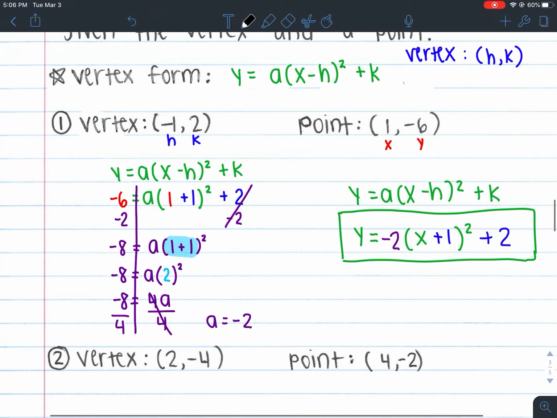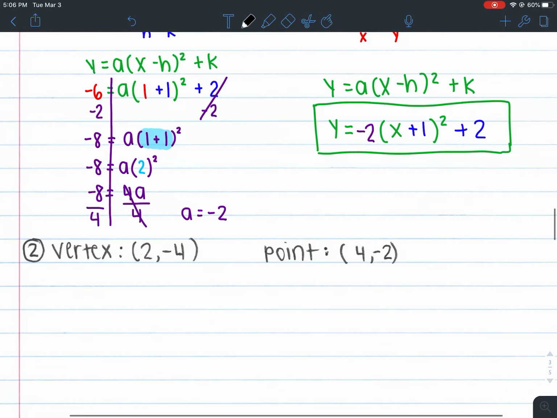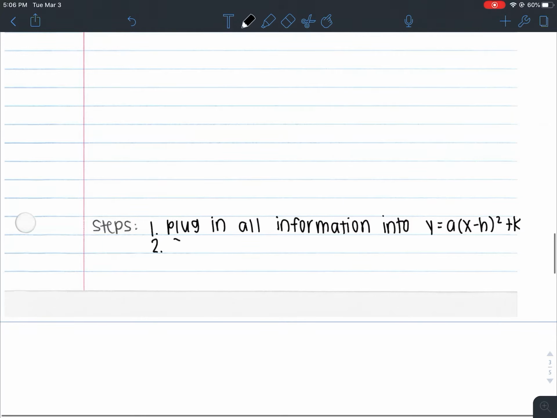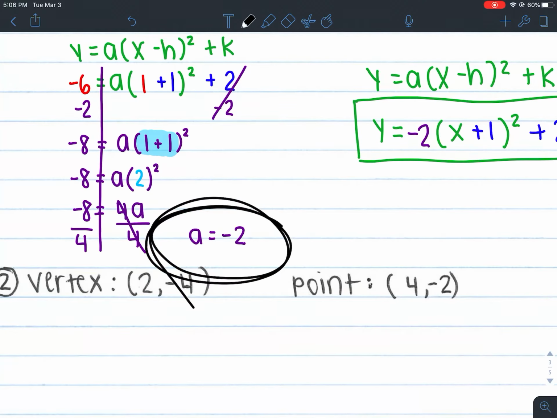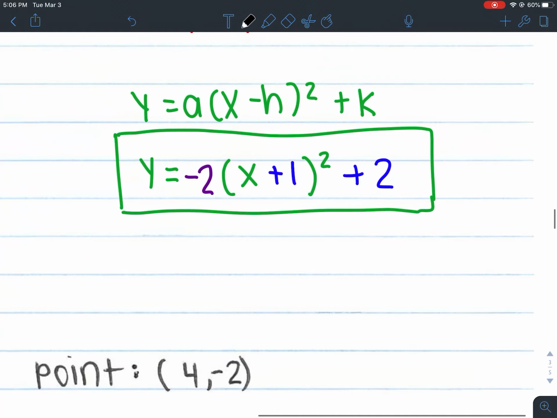The first step here is you're going to plug in all your information into y equals a, parentheses x minus h, squared, plus k. You plug it all into vertex form, okay? That's the first thing we did, was we wrote down vertex form and we plugged in all of the information they gave us. After we plugged that all in, we solved for a. We wanted to solve for a. And then once we got a, then what did we do? Well, we took our vertex form and we plugged in a, h, and k.